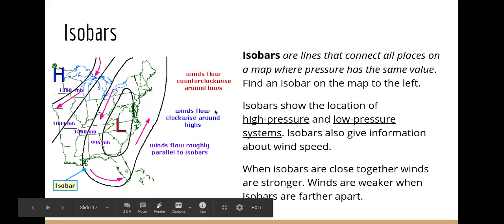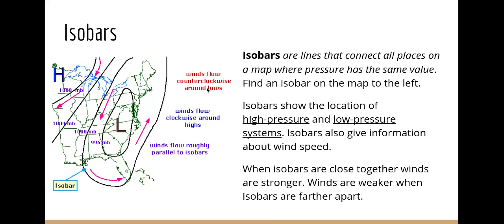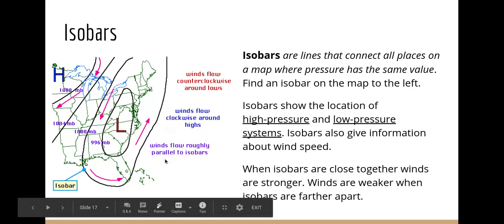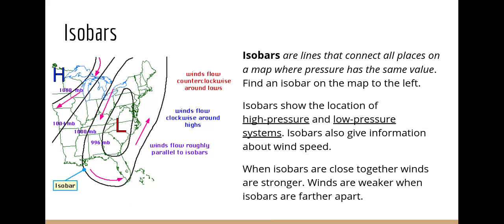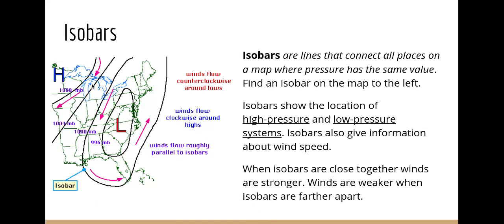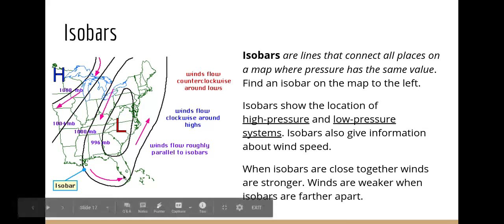You see where it's red, winds in the low pressure system are flowing counterclockwise around the lows. Winds in the high pressure system flow clockwise around the highs. And winds in the purple sections flow roughly parallel to where our isobars are. When isobars are close together, we know that the winds are very strong. Winds are weaker when isobars are farther apart. So if we look up where that H is, the isobars to the right of that are kind of close together. This may suggest that the wind is stronger here than, let's say, the wind that's going over the ocean down here near Florida.